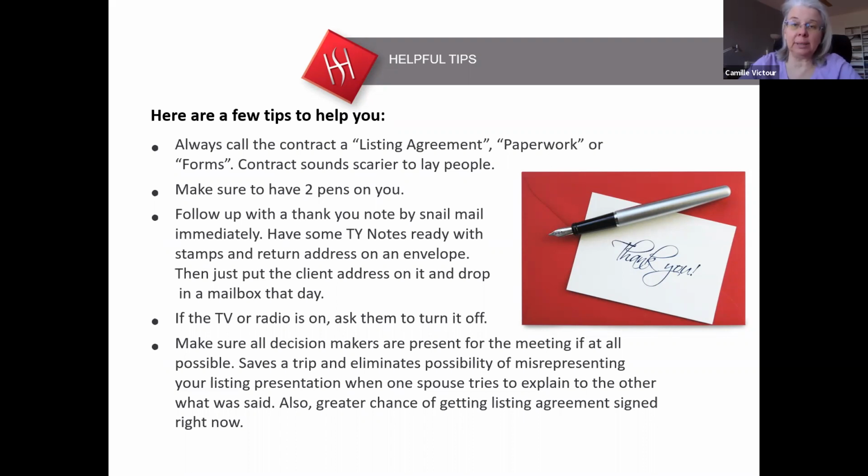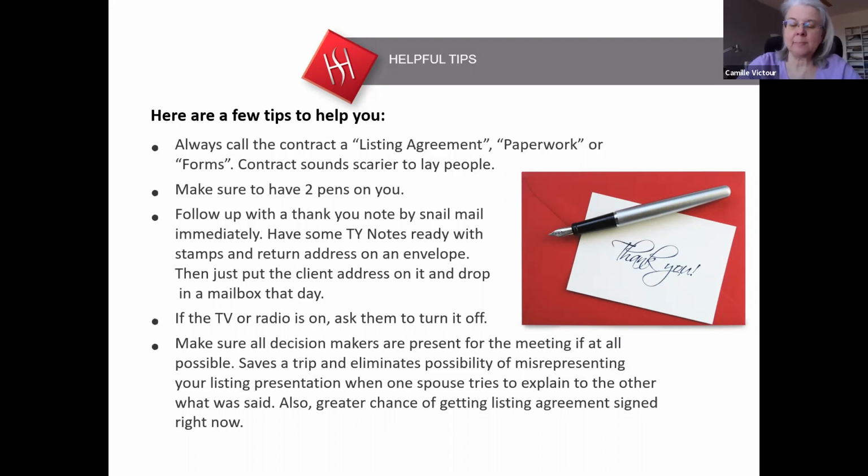Okay. And you want to make sure that all decision makers are present for the meeting if at all possible. There's nothing worse than doing your whole presentation, and it can take an hour to do a proper listing presentation, maybe an hour and a half sometimes, depending on if there's a lot to talk about. And at the end of that, you find out that the wife has to make a decision too, and she wasn't there for that. So either the husband is going to try to explain everything you just explained, or you're going to have to do the whole thing again. So try to make sure that both decision makers or all decision makers are going to be there at the time of your presentation so that everybody hears the same thing.